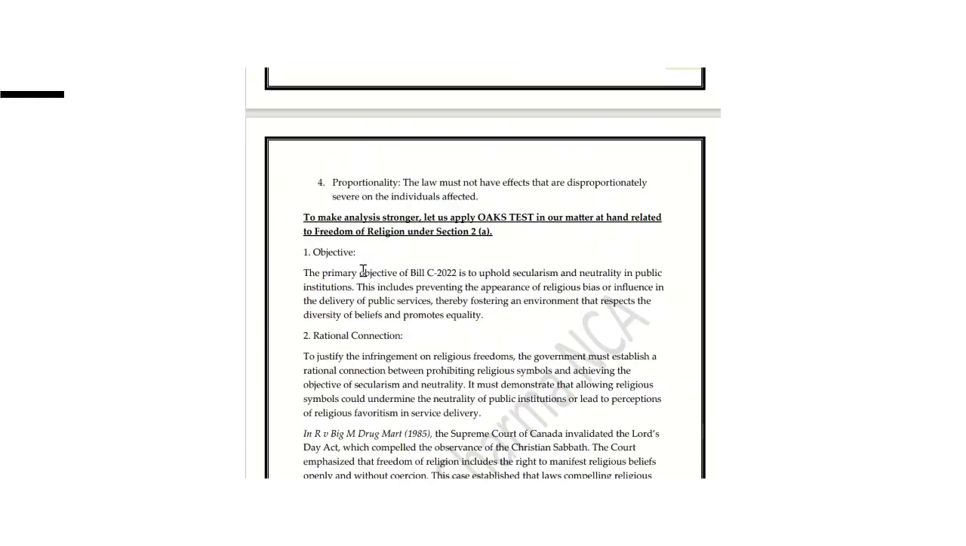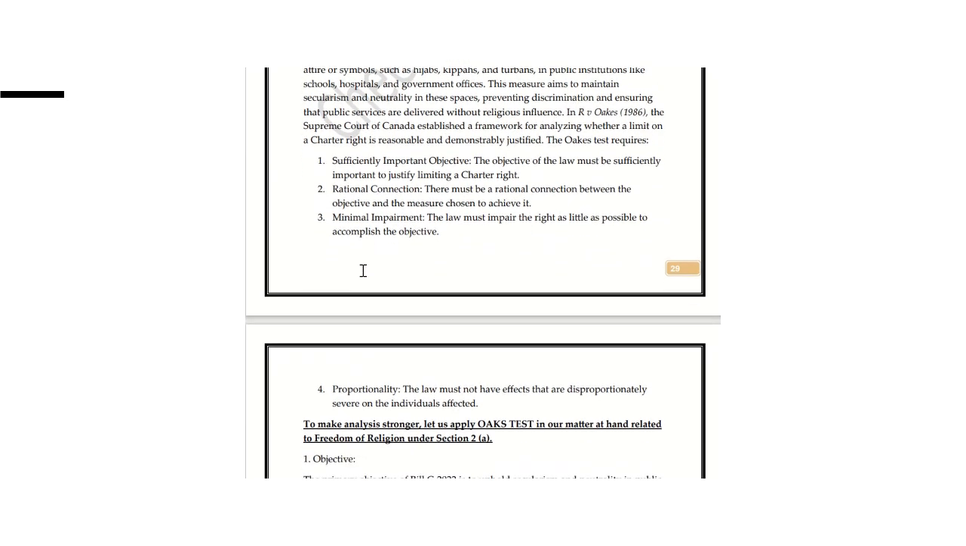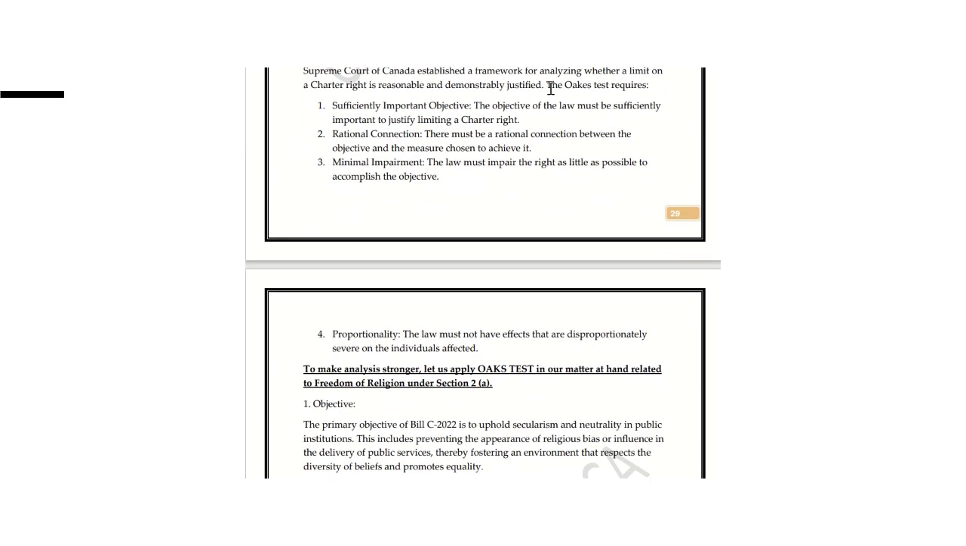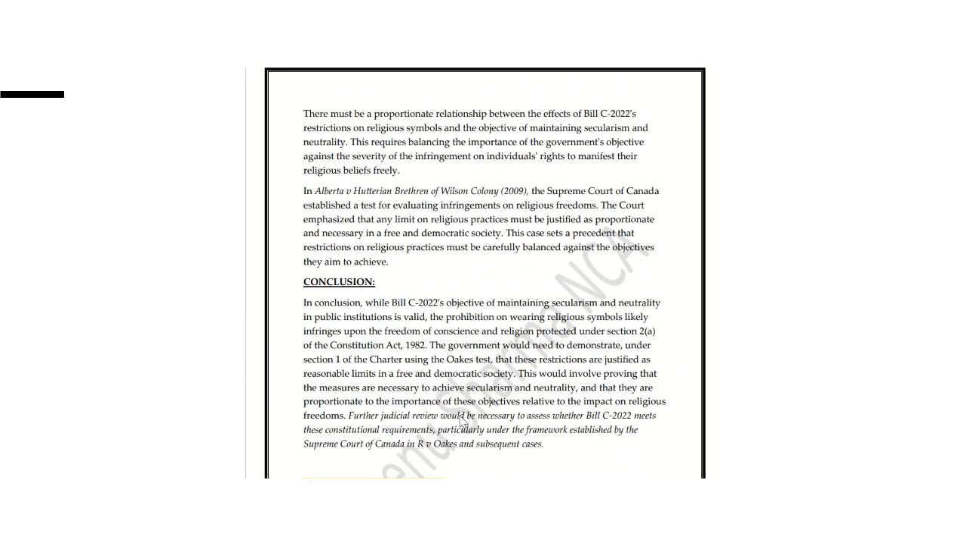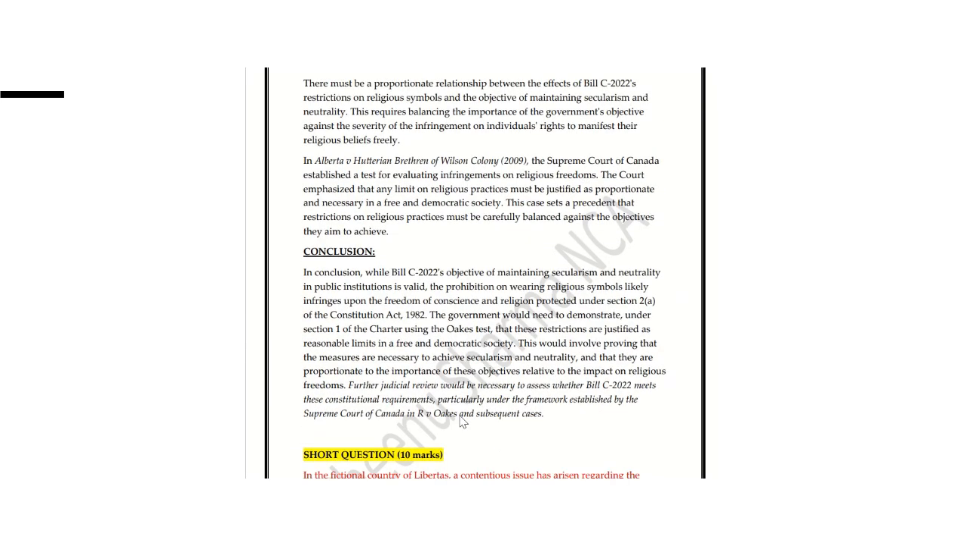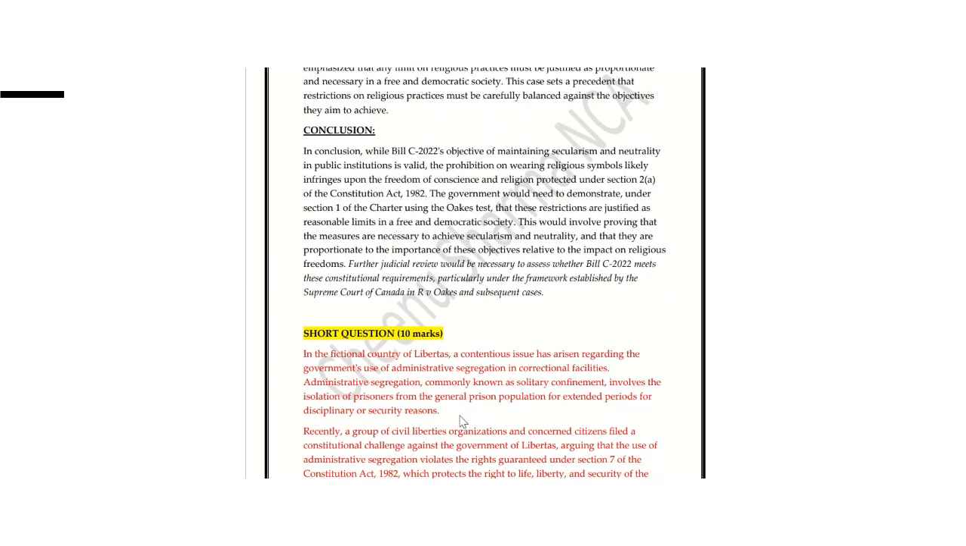Because R versus Oakes we already discussed and applied, we did our whole analysis as per this test only. That is why there is no need to separately mention this case, because we are already attempting the answer as per this case's 4 test criteria. Then at the end you can conclude, and if you are not sure, you can add this line at the end: further judicial review would be necessary to assess whether this bill meets constitutional requirements or not. The examiner never judges these kinds of things. This creates a good impression.